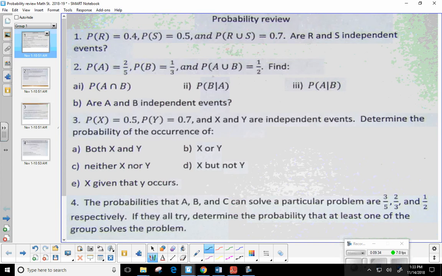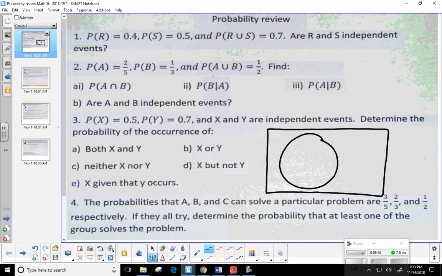Okay, so let's go ahead and do the exact same thing. I'm going to draw it down here so I have a little more room, like Venn diagrams. All right, so we've got A and B, so let's say this is A, this is B. Okay, so we have A is 2/5, B is 1/3, and the union is 1/2. So we could do the exact same thing we did a moment ago. Now we're just working with fractions.